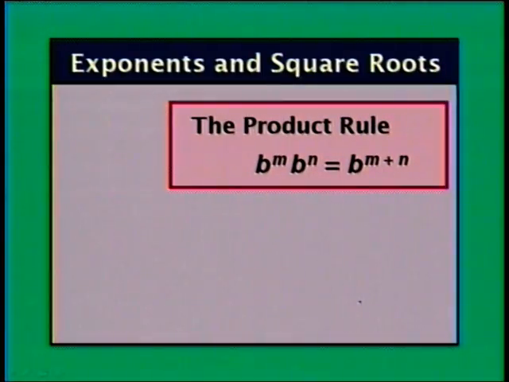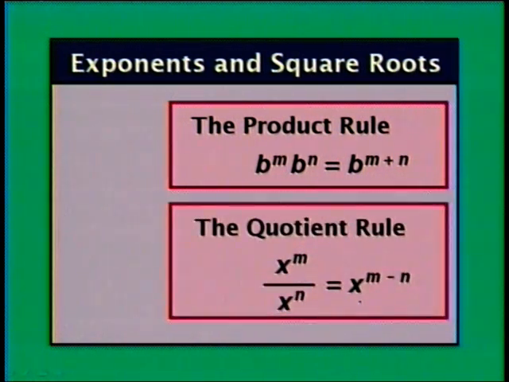Then we had a whole bunch of rules of exponents. We had something called the product rule. b to the m times b to the n equals b to the m plus n. We also had something called the quotient rule. X to the m divided by x to the n equals x to the m minus n. This is assuming, of course, that x is not 0.